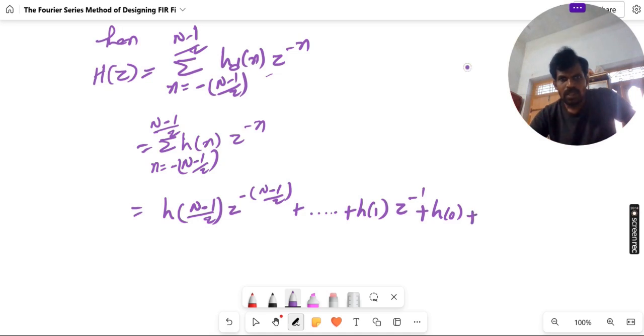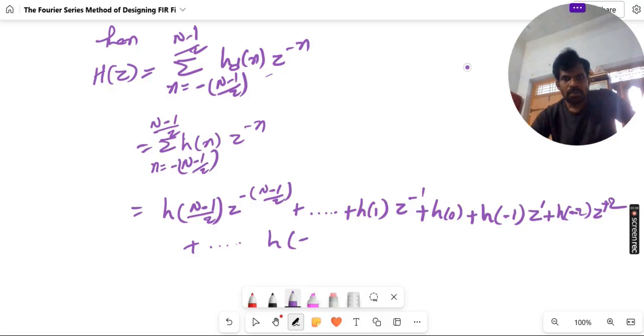Now let us substitute the negative values. Plus h of minus 1 into z to the power of plus 1, plus h of minus 2 into z to the power of plus 2, and so on, plus h of minus (N minus 1) by 2 into z to the power of plus (N minus 1) by 2.